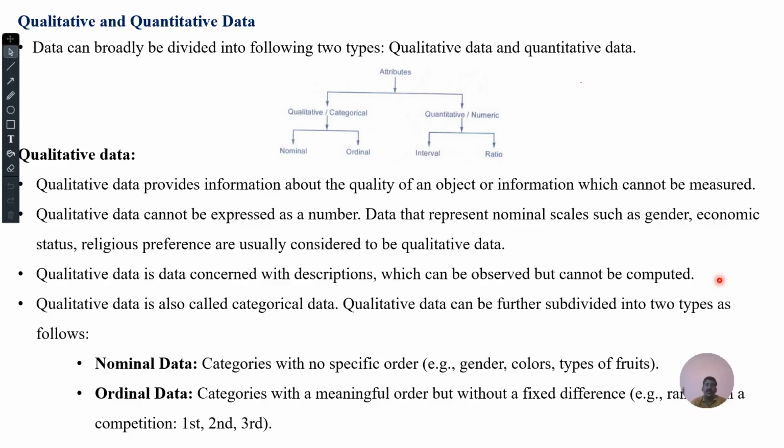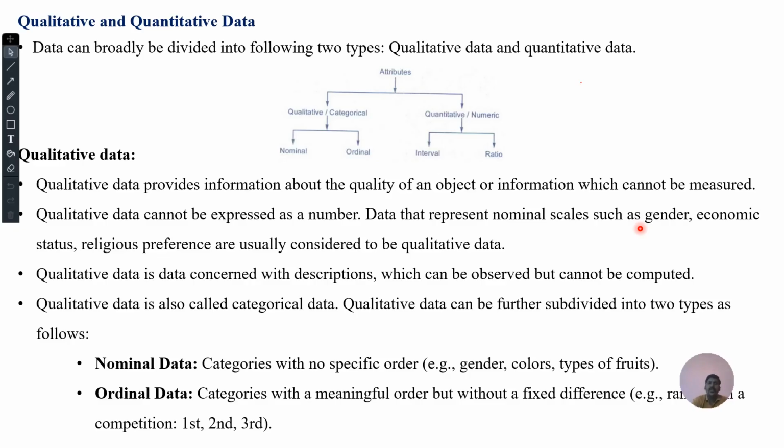As I already said, qualitative data cannot be expressed by number. The apple is sweet; we can feel the taste, but we can't measure the taste. That is the difference between qualitative data and quantitative data. Data that represents nominal scales, such as gender or economic status, is an example of qualitative data.